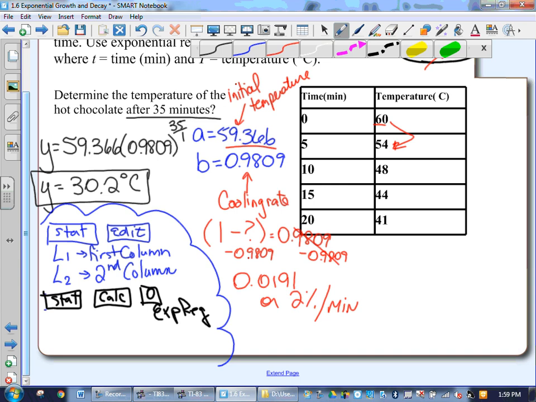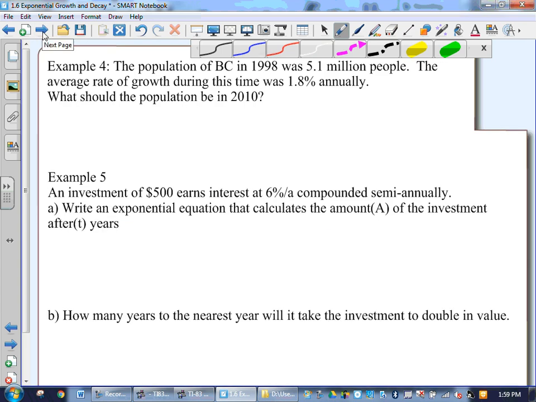So continuing on, we are on example number 4. It says the population of BC in 1998 was 1.5 million. The average rate of growth per year during this time was 1.8% annually. What should the population be in 2010? Okay, so try this one on your own. Let's see how we do.